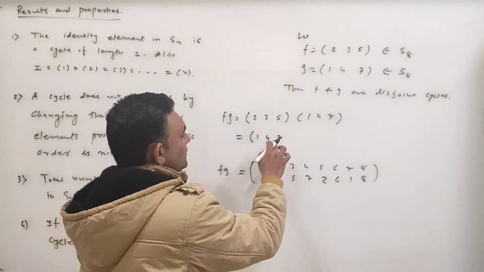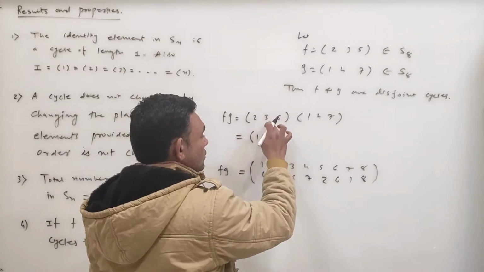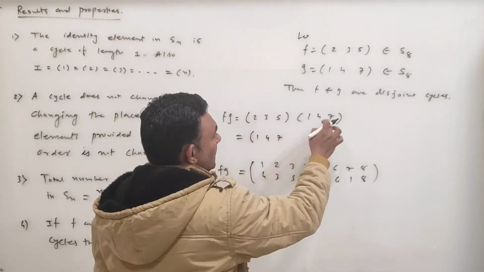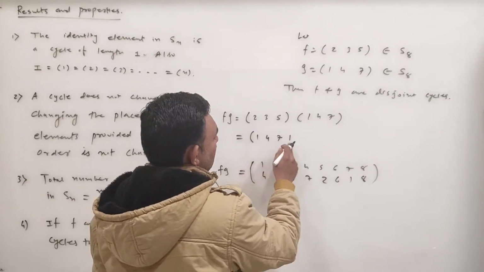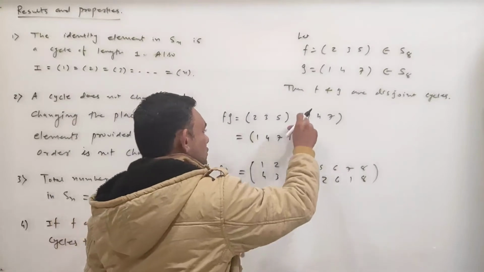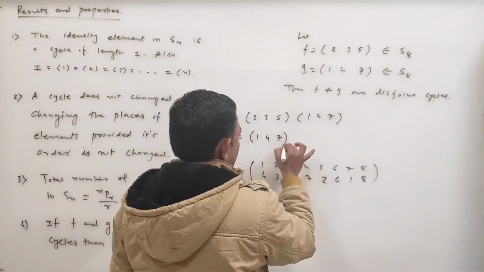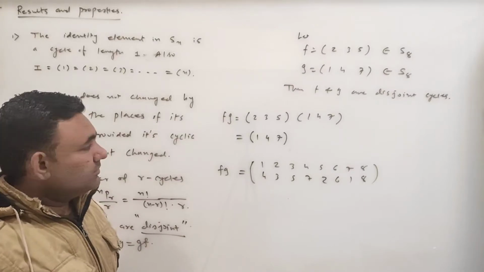Now you look at the image of 7 here. 7 is absent. So 7 goes to 7. And here 7 goes to 1. Right? But we have come back to where we started, then we stop here. Right? Now what is next?